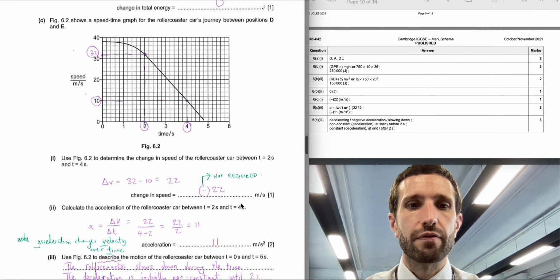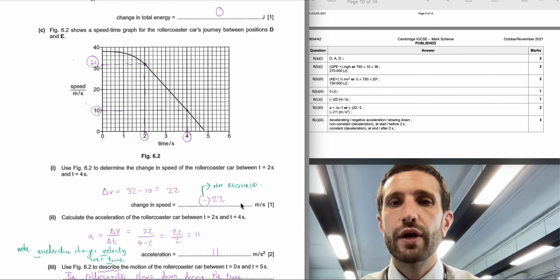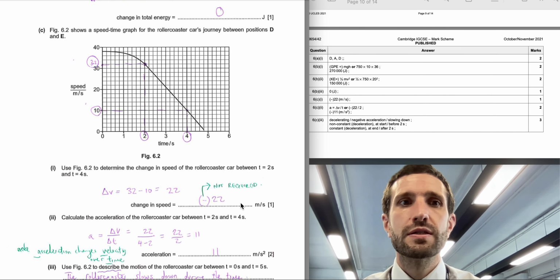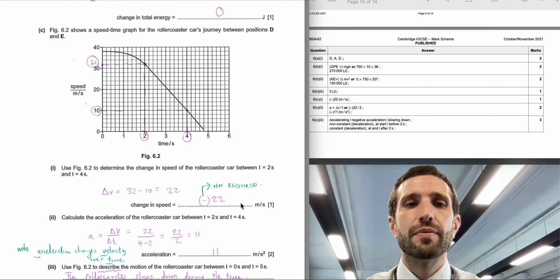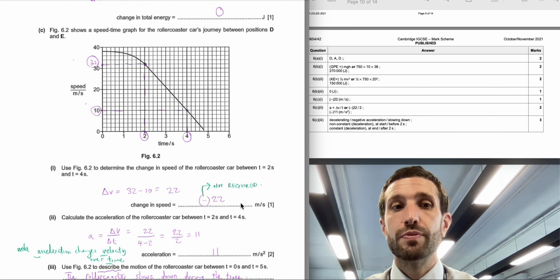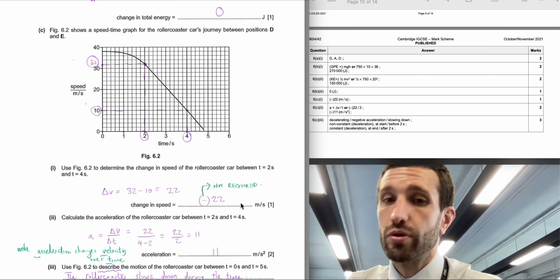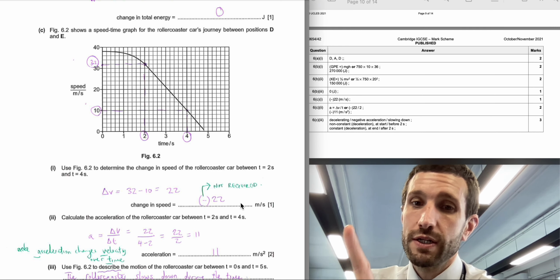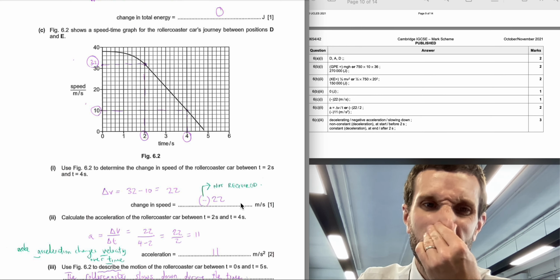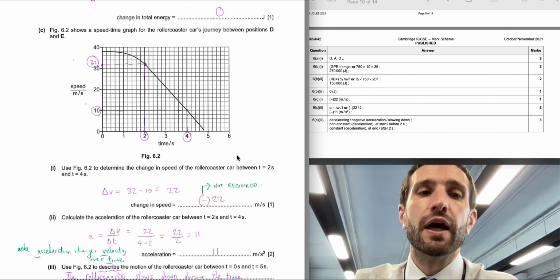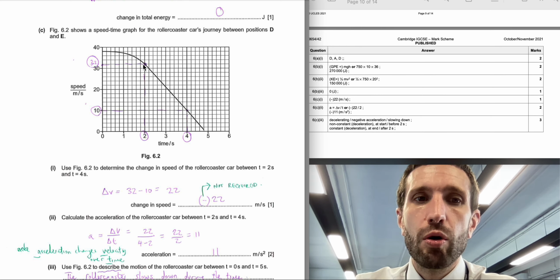Lovely stuff. I know that a lot of you have done this in maths. We're being asked to determine the change in speed of the roller coaster between 2 and 4 seconds. So the thing to do here is get that ruler out. I know you don't do it at home, I know you don't do it in your homeworks, but the one time you do it is in your exam. Obviously you should do this all the time. And you draw the lines.